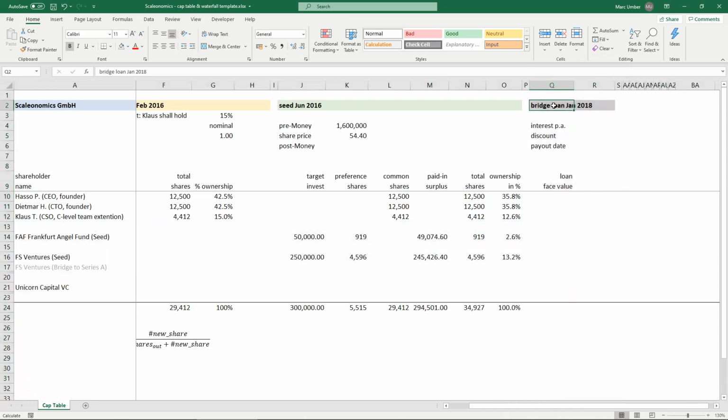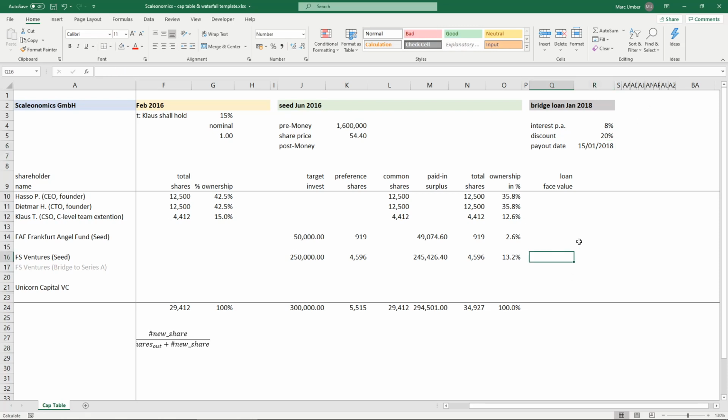In the first step, we need to model the bridge loan that is provided by Frankfurt School Ventures in the amount of 250,000 euros. We know this loan has 8% interest with a 20% discount to the share price of the next funding round. And let's assume that the payout date of this loan was January 15, 2018. This will help us to calculate interest days for future modeling.